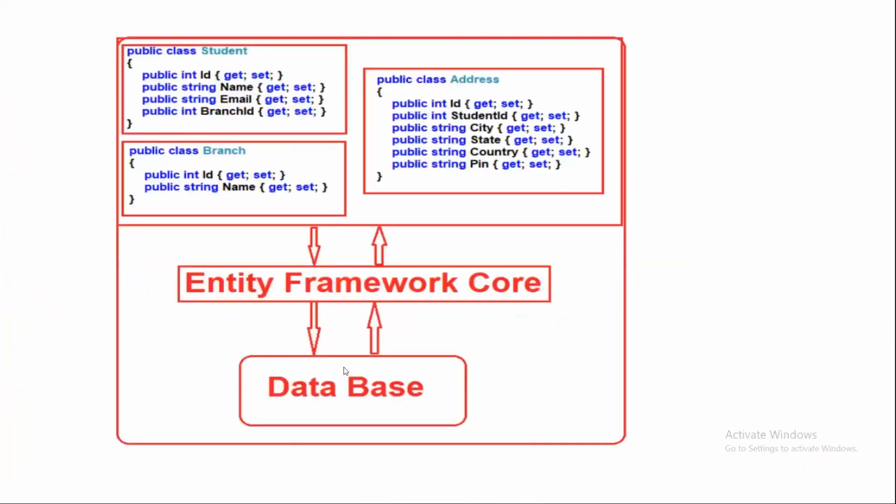Okay, so here you have the student class, branch class, and address class. So there are three classes, right? If you have these classes, then Entity Framework Core is responsible for interacting with the actual database and performing whatever CRUD operation you are trying to do. So you are not writing the logic. Rather, Entity Framework already has that logic. You are simply utilizing Entity Framework, hitting the database and doing the required CRUD operation.